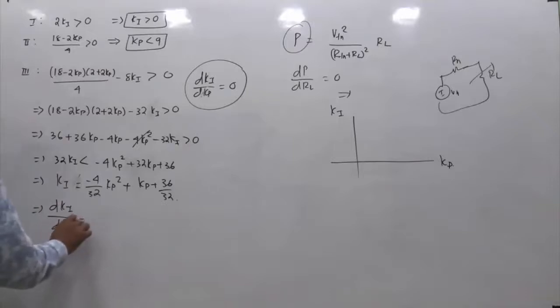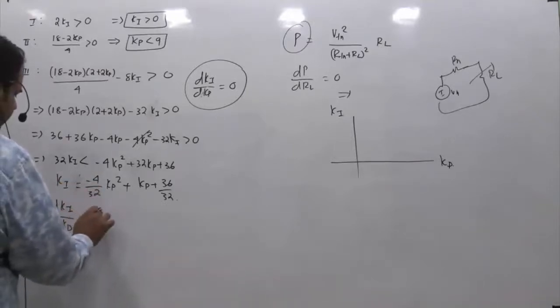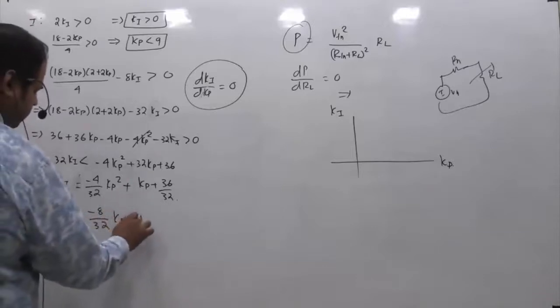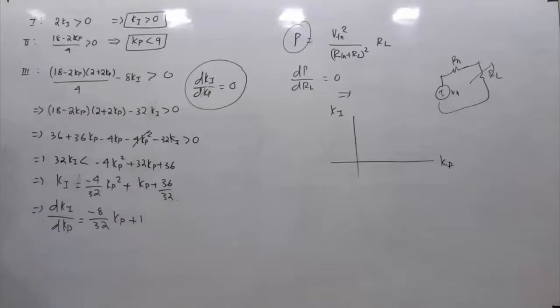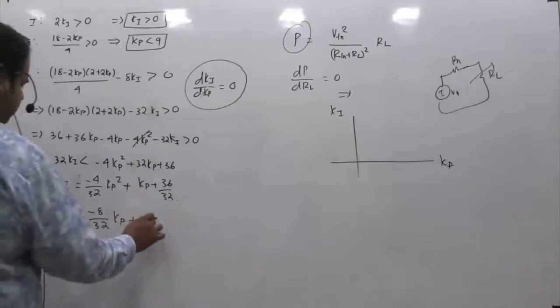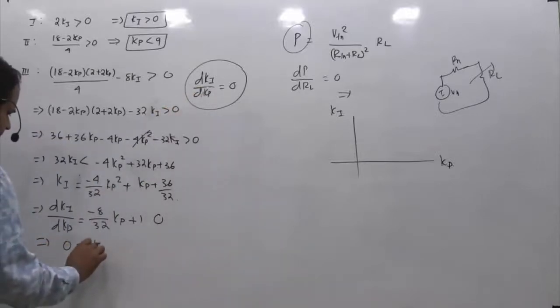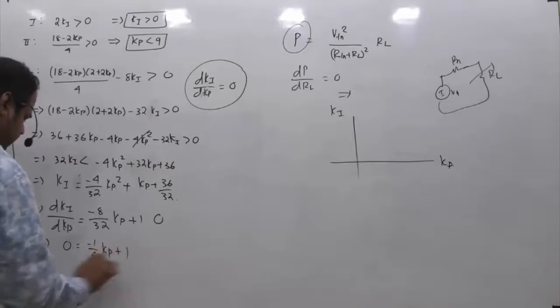If I differentiate this, how much will you get? You will get minus 8 by 32 Kp, and here it is 1, right? You know, dKp by dKp is 1, and the constant is 0, and we should equate it to 0, because this is the condition. So 0 equals minus 1 by 4 Kp plus 1.